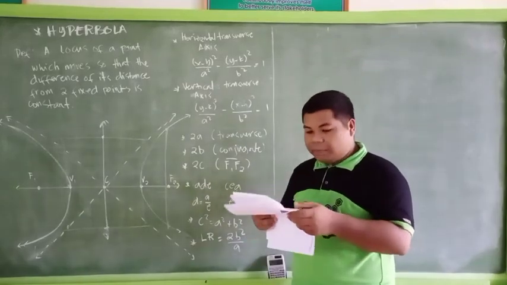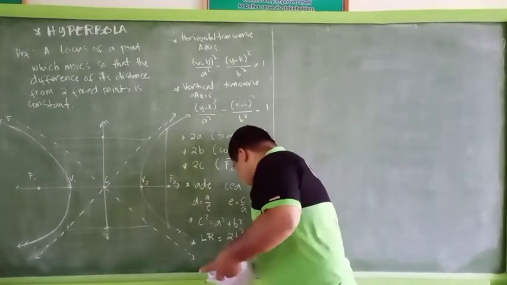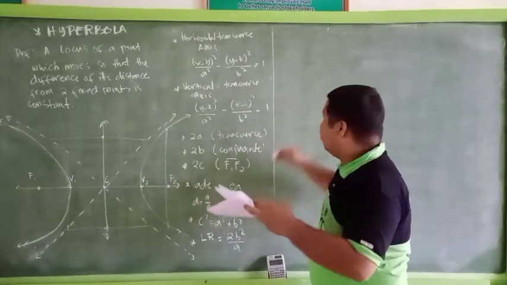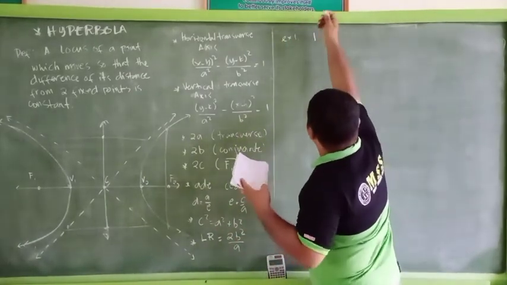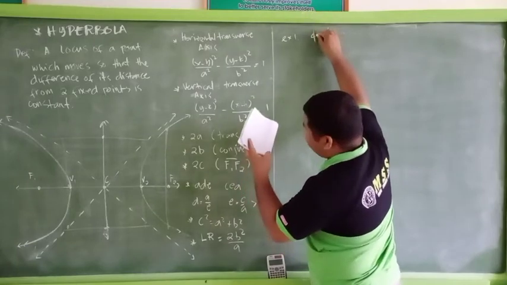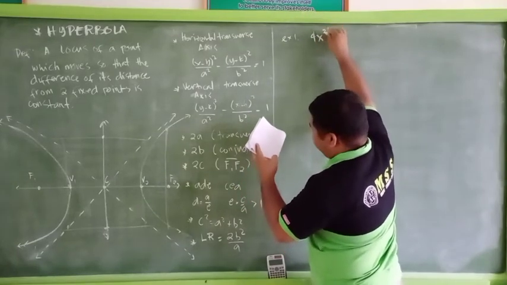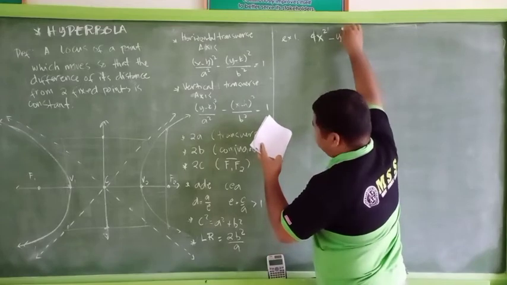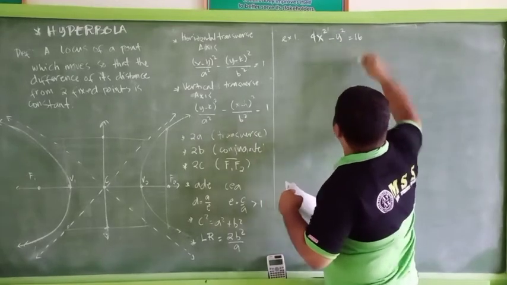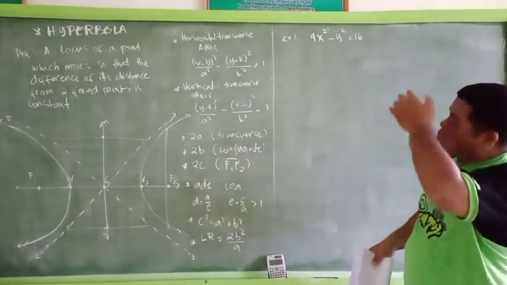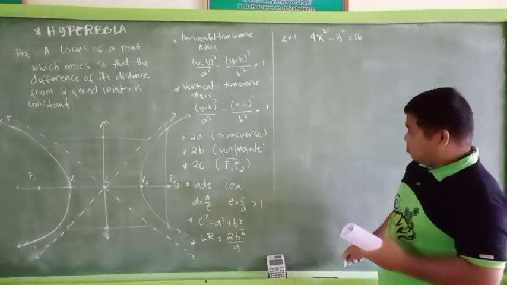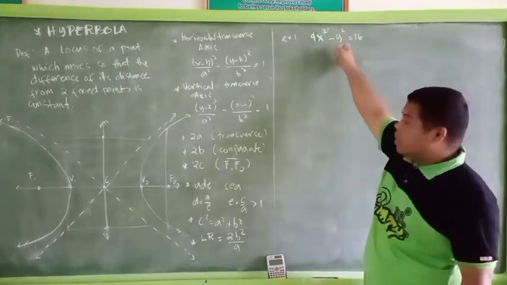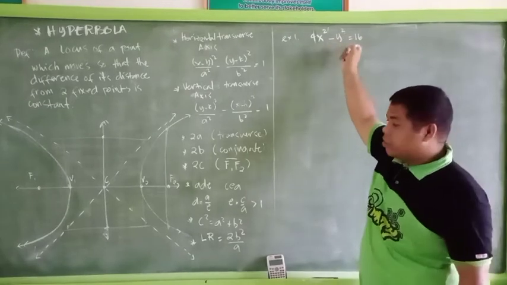Sige, we have example number 1 here. Let's say, for example, I have the equation 4x squared minus y squared is equal to 16. Now, what we will do here is construct a graph of this equation.